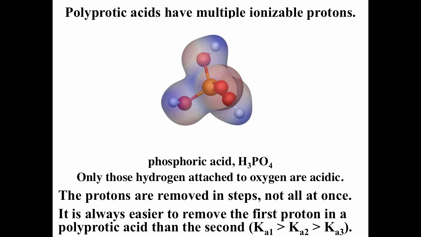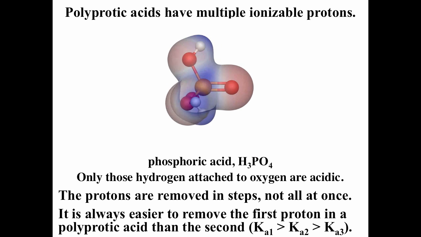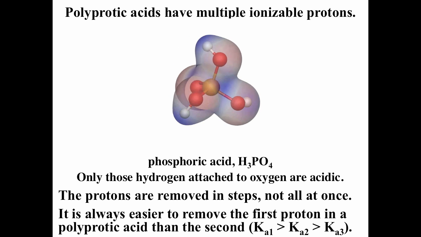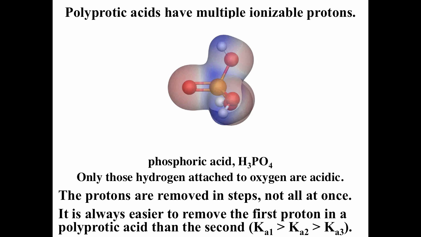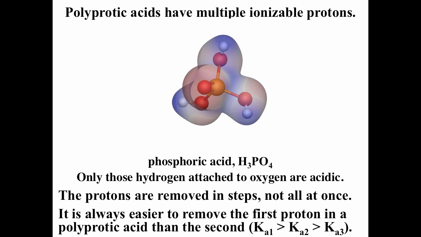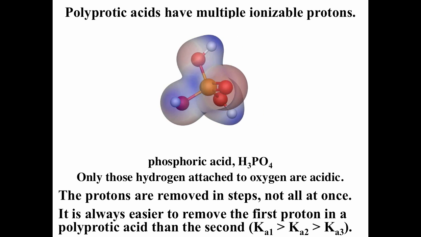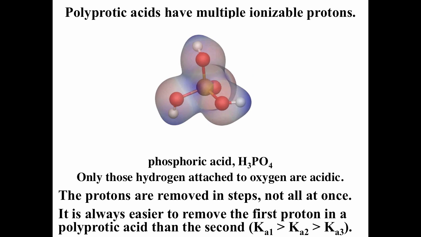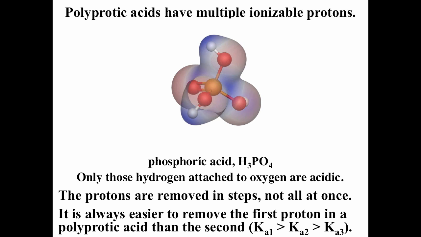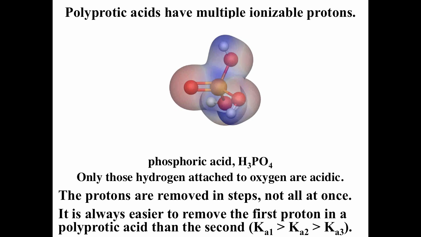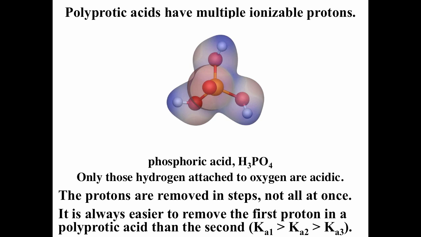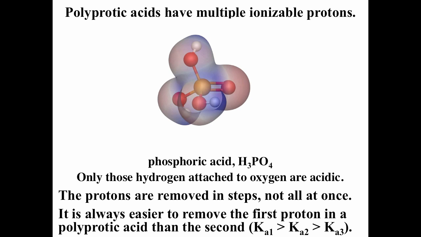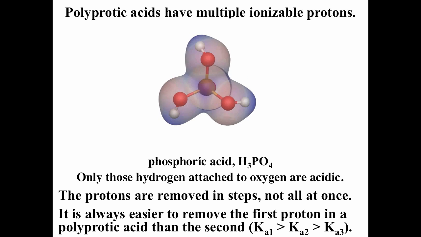Now, some acids have multiple protons. They're called polyprotic acids. The strength of an acid does not depend on how many ionizable protons it has. In this video we have phosphoric acid. It has 3 acidic protons, 3 protons it can lose, but they're not lost easily, so phosphoric acid is actually a weak acid. Whenever you have an acid with multiple acidic protons, Ka1 is always greater than Ka2, which is always greater than Ka3. So it's always easiest to remove the first proton, then the second proton, etc.